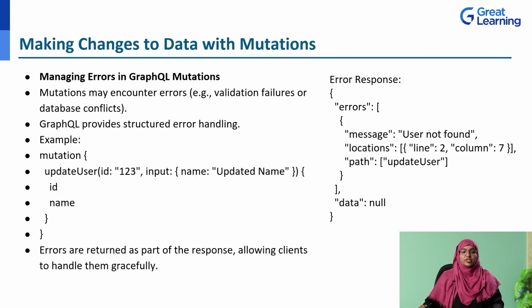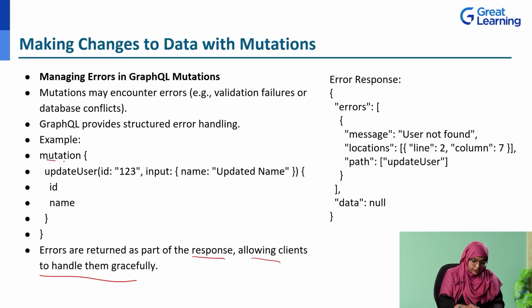Now coming to managing errors in your GraphQL mutations. Mutations may encounter errors like validation failure errors, or database conflicts. GraphQL provides structured error handling capability when an error happens in your mutation. So you can say that your errors are returned as a part of the response, allowing clients to handle them gracefully. So you will have a response showing what exactly went wrong and what the error is, so that you will be able to handle the error appropriately.